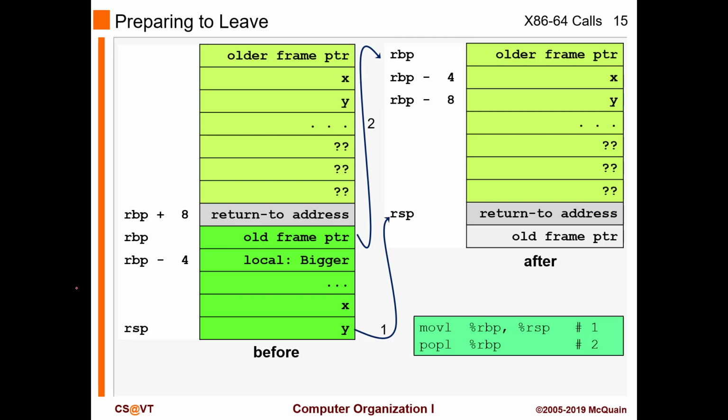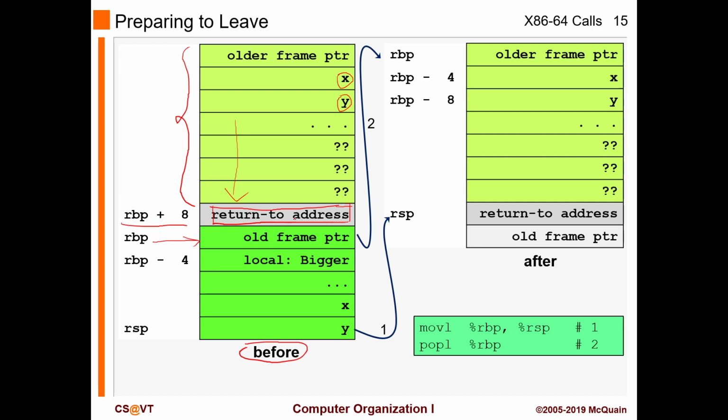Okay, so before the leave, this is what the stack looked like. So this was your older frame, the stack frame of your main. It had X, Y in its memory location and all of those memory locations if it needs them later on. Then it was RBP plus 8, so it holds on to the address of where it should go back after the function is done working. Okay, RBP old frame PTR.